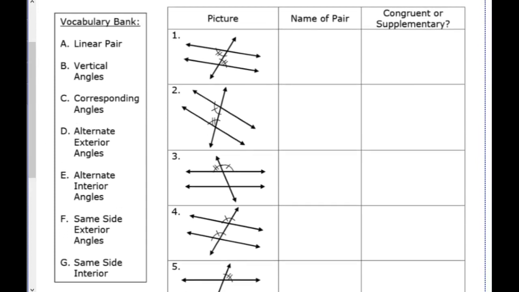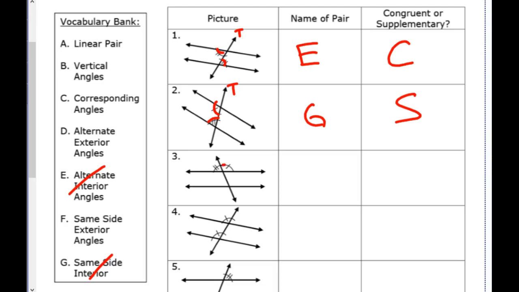Alright, so number one. These two angles are on alternate sides of the transversal, right? And they're inside the parallels, so they're alternate interior angles. Alright? And if they're alternates, alternates are congruent. They're in the same zigzag. Number two, these are on the same side of the transversal, inside the parallels, so that's same side interior angles, that's S. Same sides are supplementary. Okay?